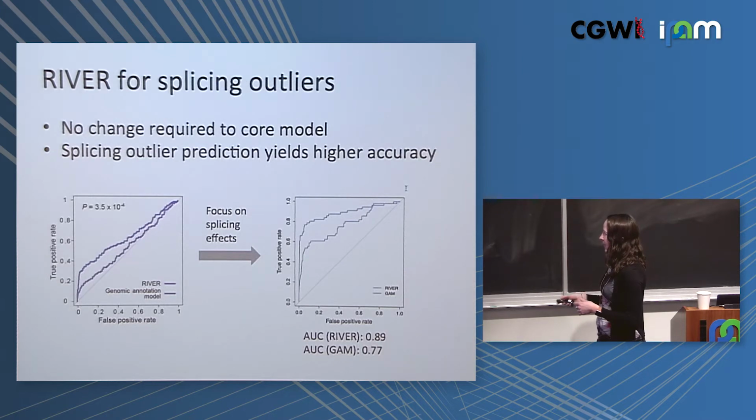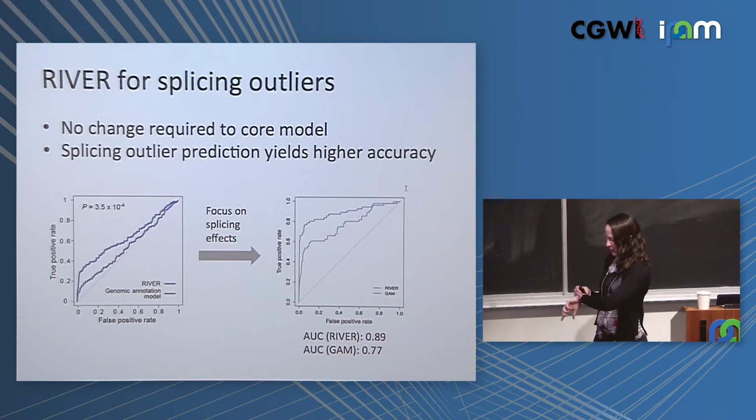Of course, this does not cover every variant we care about. It doesn't cover those that affect total expression, but when it is a variant that affects splicing, we seem to be able to pick it up really well, just using the River model as developed for total expression and this new definition of who is an outlier based on splicing. So it's a really easy change to the model.